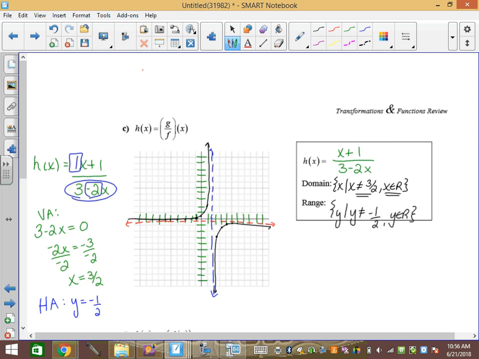If I wanted to show that one in set notation, I'd have to go negative infinity to negative a half, round bracket, or a half, negative a half, round bracket to infinity, just showing that it doesn't equal that.